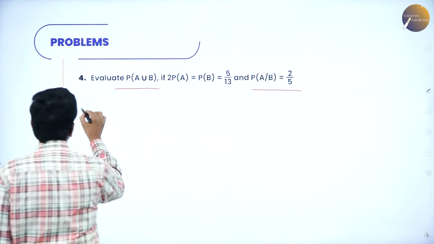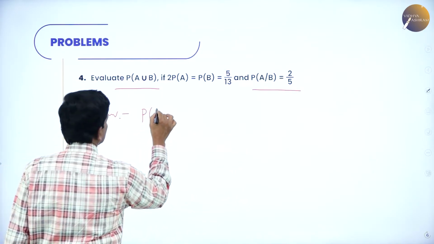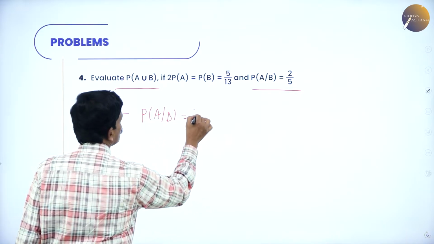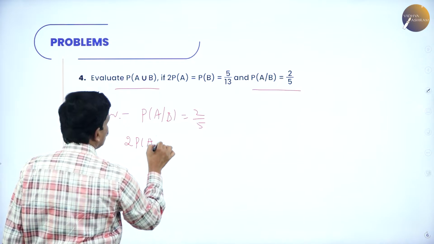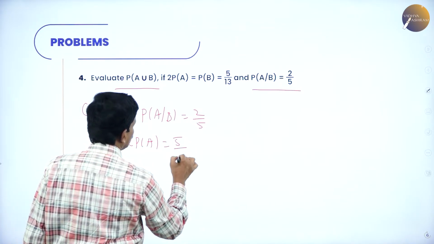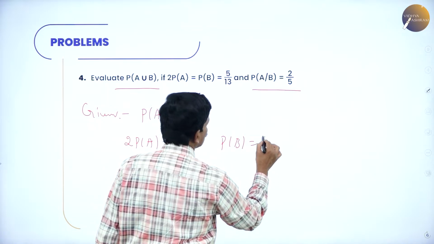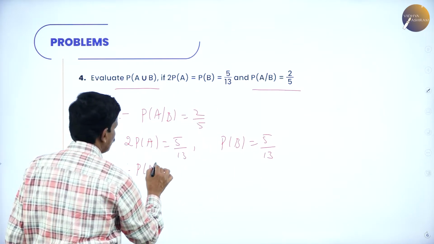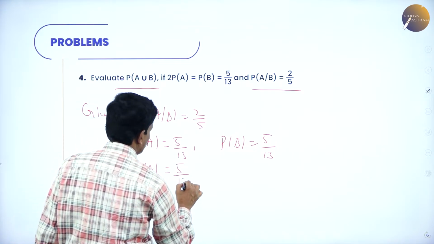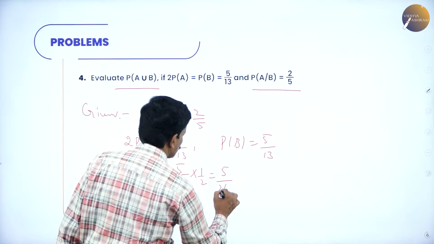This is a very important problem. What is given? Write down: the probability of A given B is equal to 2 by 5. Further given that 2 times P of A is equal to 5 by 13, and P of B alone is equal to 5 by 13. So therefore probability of A is equal to 5 by 13 into 1 by 2. This is 5 by 26.